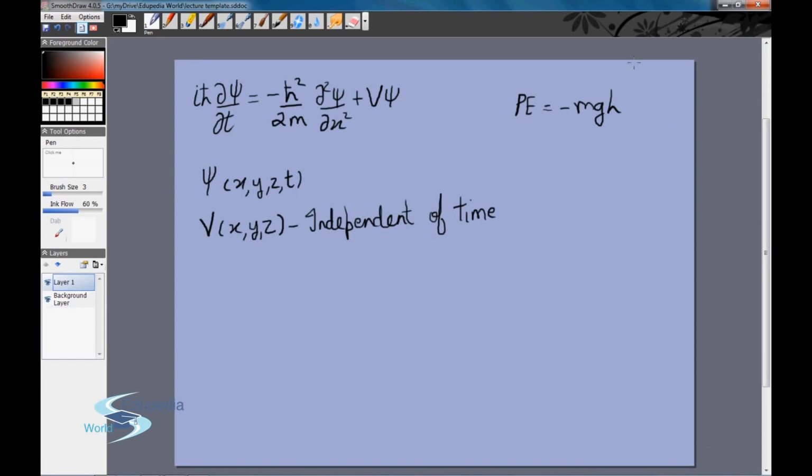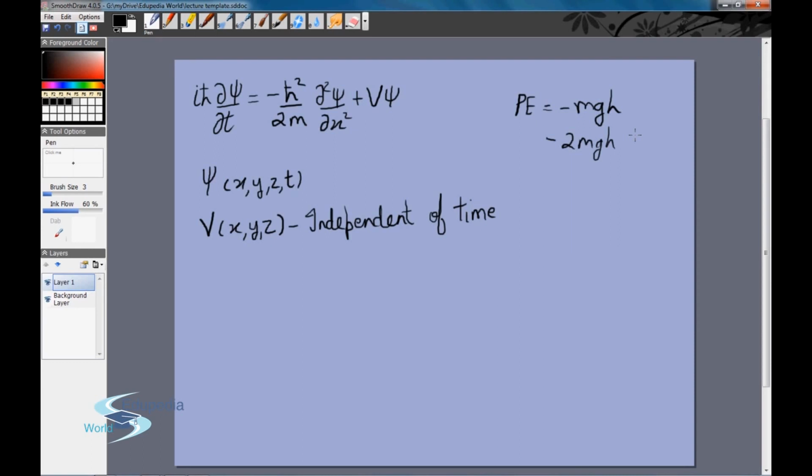What would be a potential dependent on time? Say the potential energy was minus mgh for the first 10 seconds, then minus 2 mgh after that. In that case, the formula for potential energy itself is dependent on time. It is changing with time. And we will assume that that is not true.